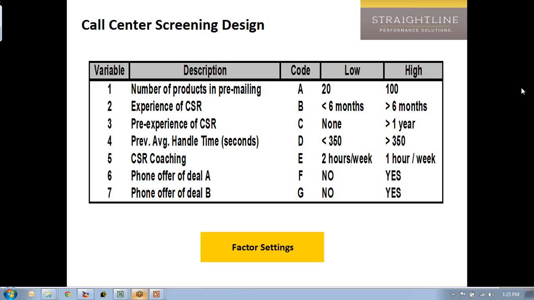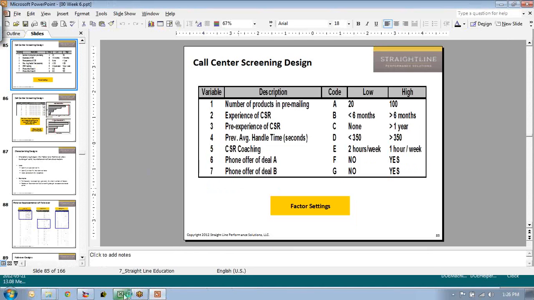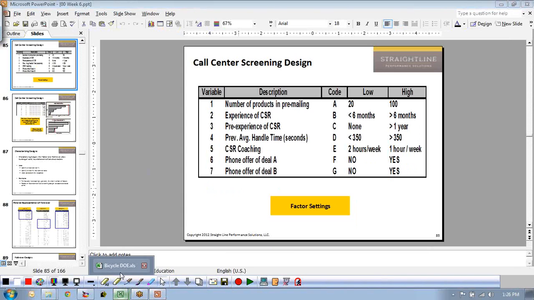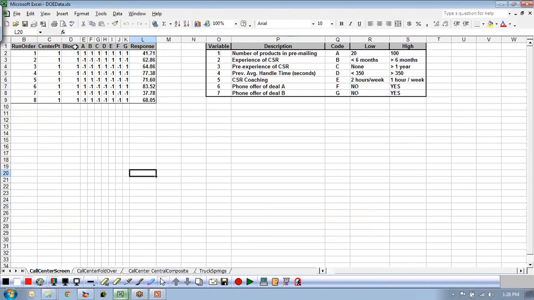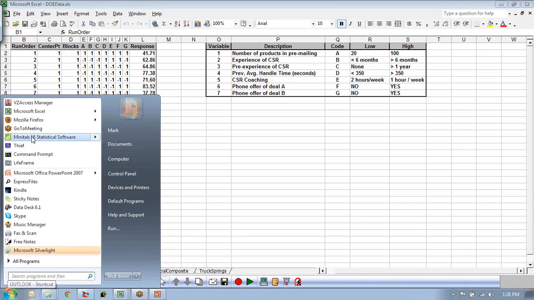Okay, so let's just take a look at what that would look like. And we might want to start out with that. So let's just take a look at what that would look like in Minitab. Okay. And if we generate that for Minitab, we'll get something that looks like this. I'll go ahead and do that in Minitab.